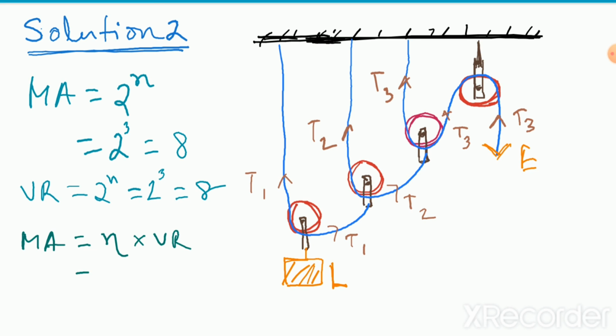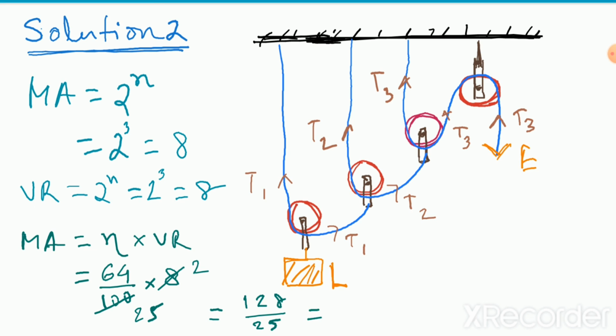So it will be something like this. 64% means 64 by 100 into velocity ratio, which is 8, so into 8. How much does it turn out to be? Let us see. 4 into 8 is 32, so it is turning out to be 128 by 25. How much will its value come out to be? 128 by 25. Now 5 fives are 125, so 5 and then the decimal, so it will come out to be 5.12. So this is the value of the new mechanical advantage. You can consider that the mechanical advantage is nearly 5.12, so if we consider it approximately, the value will be 5. So this is the value of the new mechanical advantage.